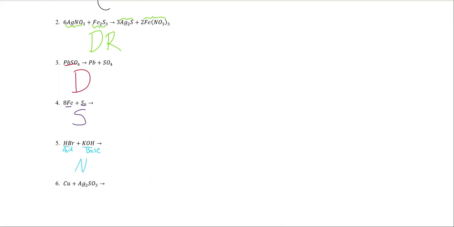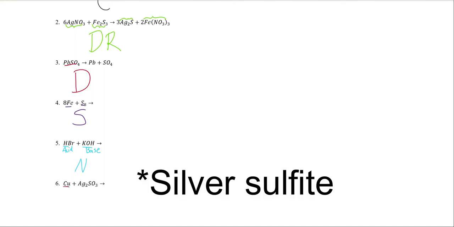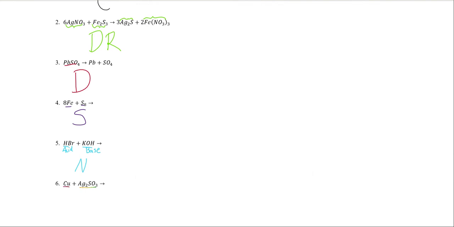And now it's time for our very last example. Cu, copper, and Ag2SO3. Well, if I take a look, copper is just an element, and silver nitride is a compound. An element and a compound. The rule that we had for that was single replacement.